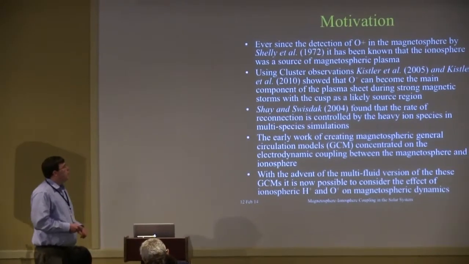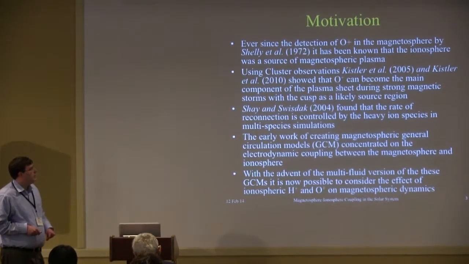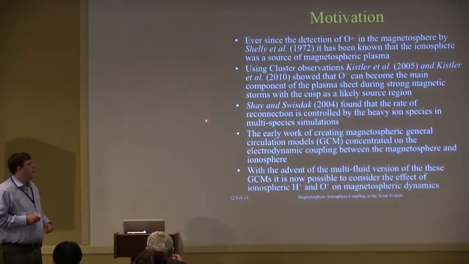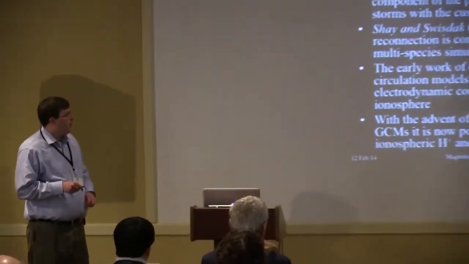So we've known that O+ can be a part of the magnetosphere ever since the 70s, and recent observations have shown that it can actually become a main component of the plasma sheet during strong magnetic storms. Shea and Swisdak have suggested that it influences reconnection rates based on multi-fluid MHD simulations.